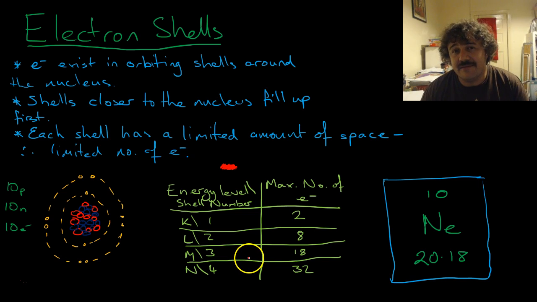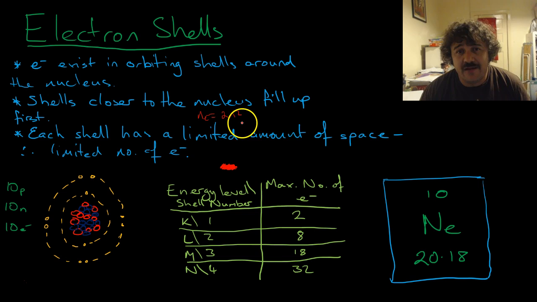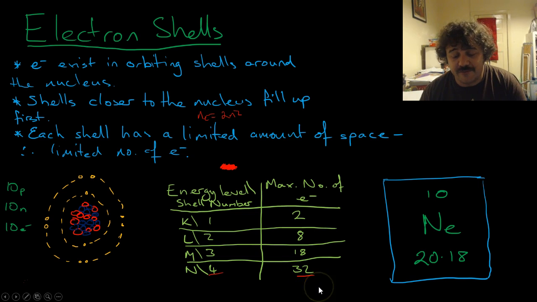Just pause for a second and see if you can work out what the pattern is, and then I'll tell you once you've unpaused it. So pause for a second now, and I'm assuming you've paused and tried to work out what the pattern was. The pattern is actually pretty simple. The number of electrons in a shell is 2n squared. So 1 squared is 1, times 2 is 2. 2 squared is 4, times 2 is 8. 3 squared is 9, times 2 is 18. Shell 4 squared is 16, times 2 is 32.